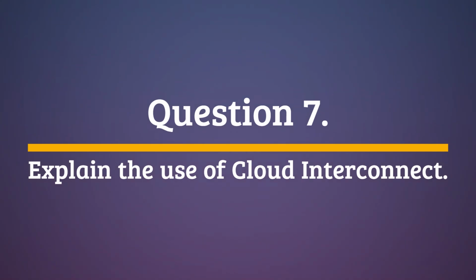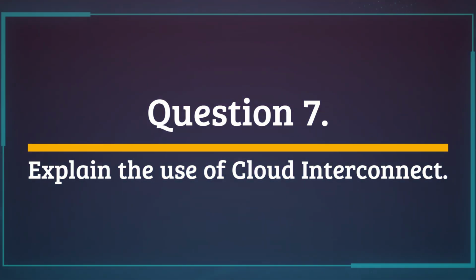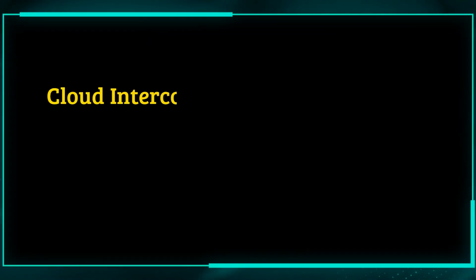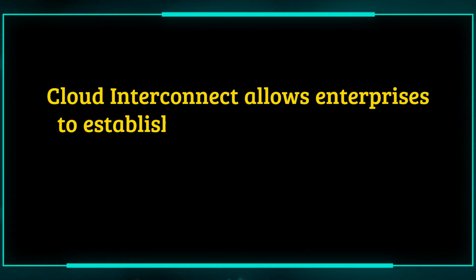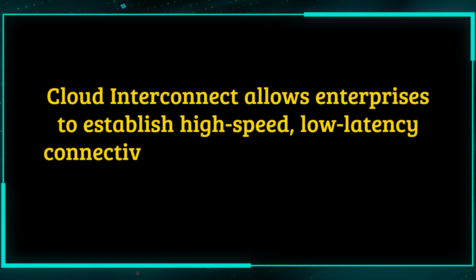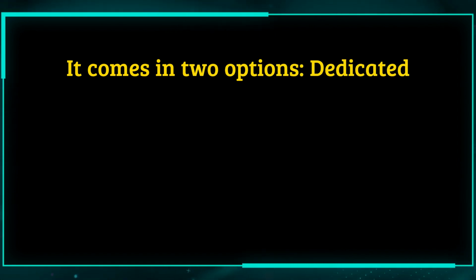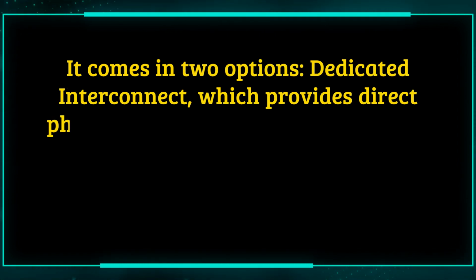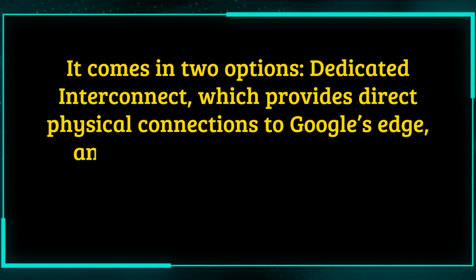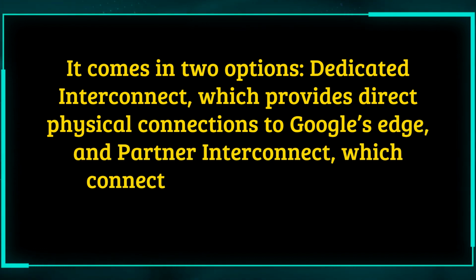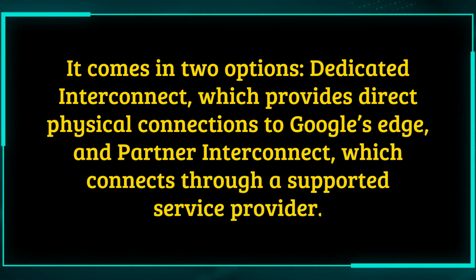Question 7. Explain the use of Cloud Interconnect. Answer. Cloud Interconnect allows enterprises to establish high-speed, low-latency connectivity between their on-premise network and Google's network. It comes in two options: Dedicated Interconnect, which provides direct physical connections to Google's Edge, and Partner Interconnect, which connects through a supported service provider.